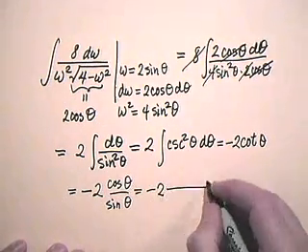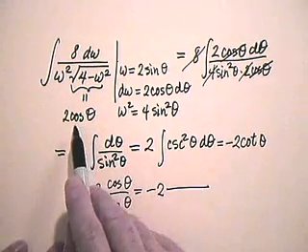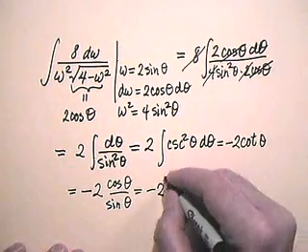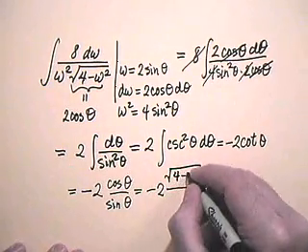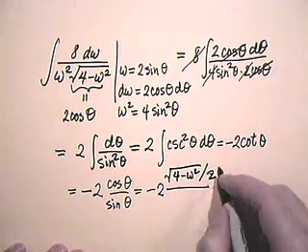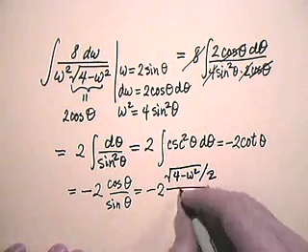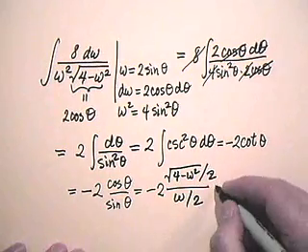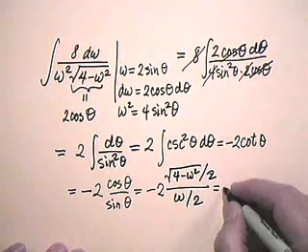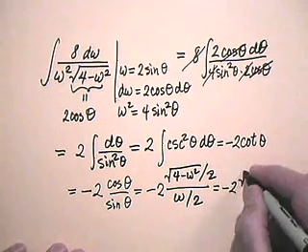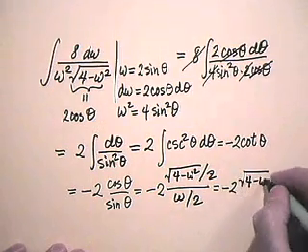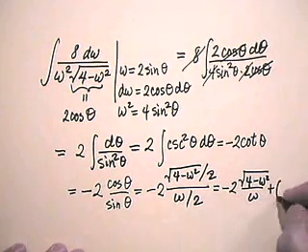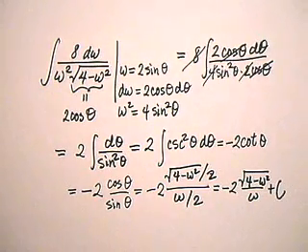And so now we can go back. The radical divided by 2 is cosine theta, so we have radical 4 minus w squared all over 2, and the sine of theta is w over 2. And so notice those 2's cancel, and we simply get finally negative 2 radical 4 minus w squared over w, and then don't forget, add the big capital C.